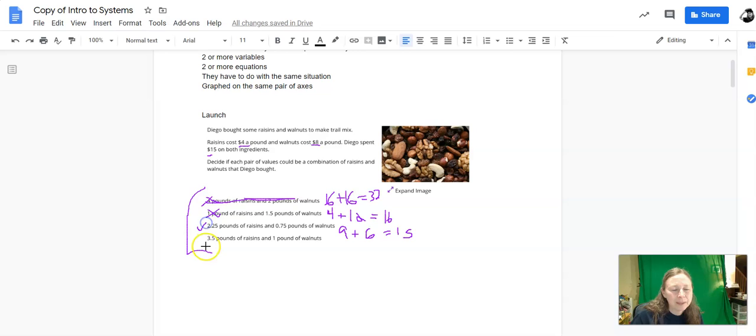This one is good. 3.5 pounds of raisins and 1 pound of walnuts. Let's just check that one. I don't think it works, but we'll see. So if I do 3.5 times 4, then I get 14. And then 1 pound of walnuts is $8. 14 plus 8 is not 15. That's 22. So this last one doesn't work.